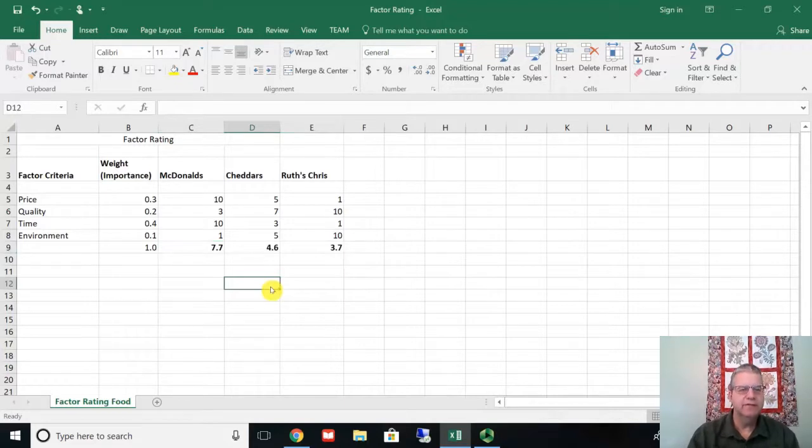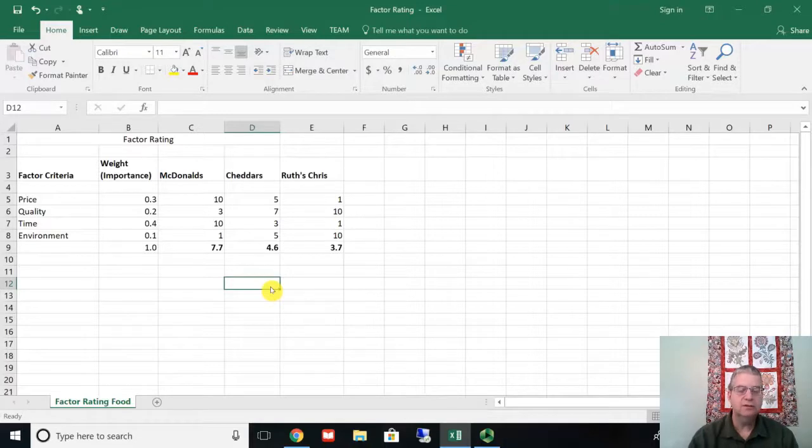It tells us if that's my level of importance, if time is most important, and then price, and then quality, and then the environment, then McDonald's gets a much higher factor rating, 7.7, quite a bit higher than Cheddar's, which is a 4.6, and Cheddar's is higher than Ruth Chris, which is a 3.7.